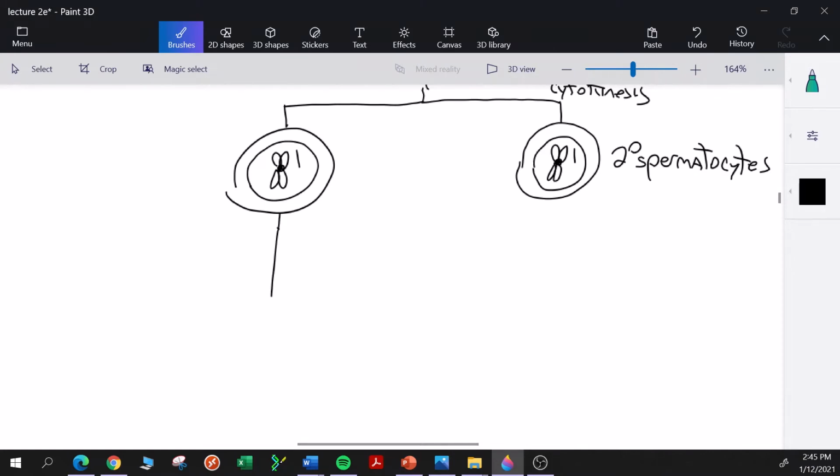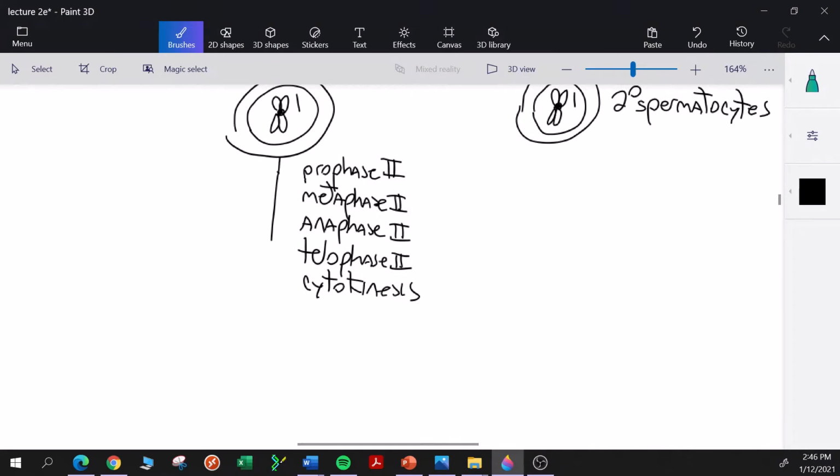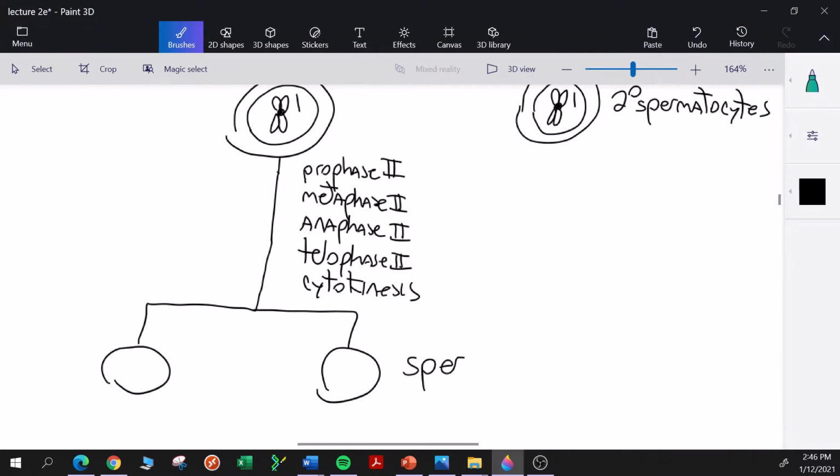So what will happen? This will undergo prophase 2, metaphase 2, anaphase 2, telophase 2, and cytokinesis. And when all is said and done, we have what we call spermatids. So these are the final products of meiosis.